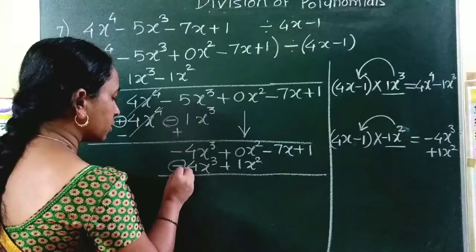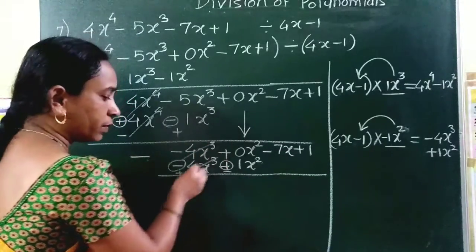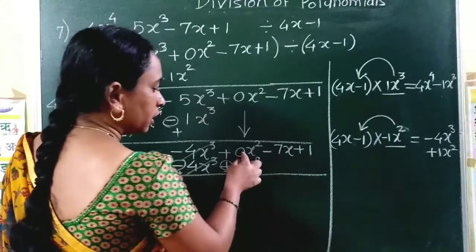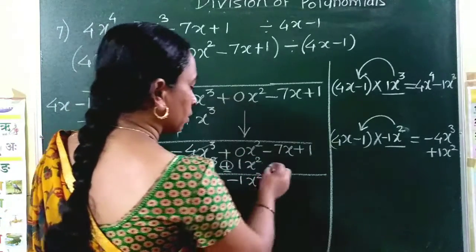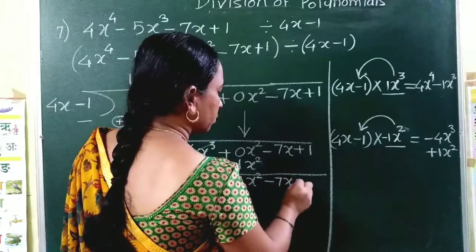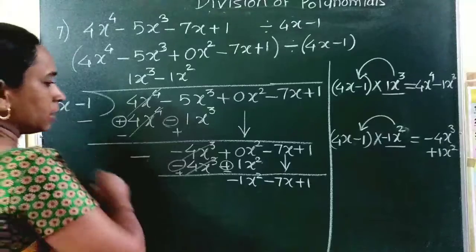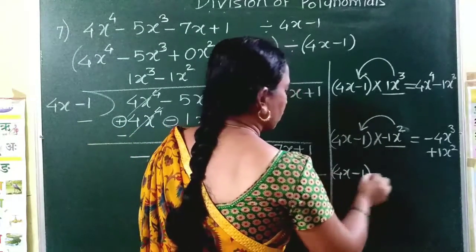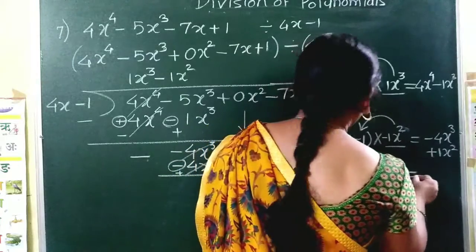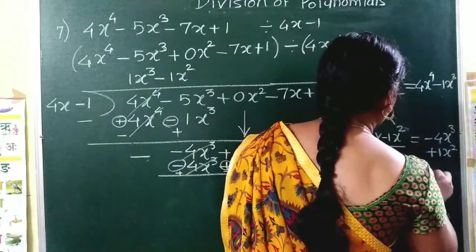Signs will change. First term will be cancelled. 0 minus 1, it would be minus 1x square minus 7x plus 1. Remaining terms I have taken down. Again take the divisor 4x minus 1 multiply by which factor to get the first term minus 1x square.